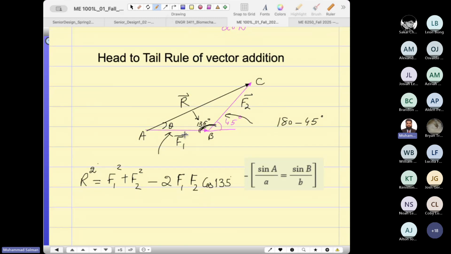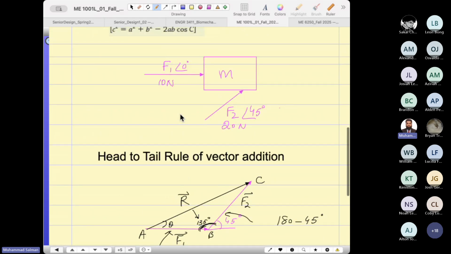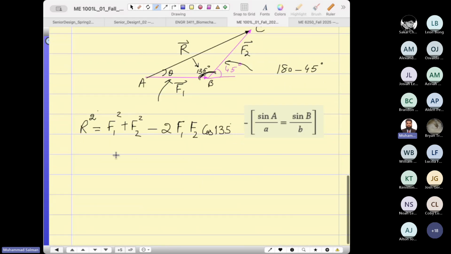Okay, look over here. F1 is given as 10 newtons and F2 as 20 newtons. So I'm going to take the square of. Can you do me a favor? Can you find out the resultant from here? Open your calculators.